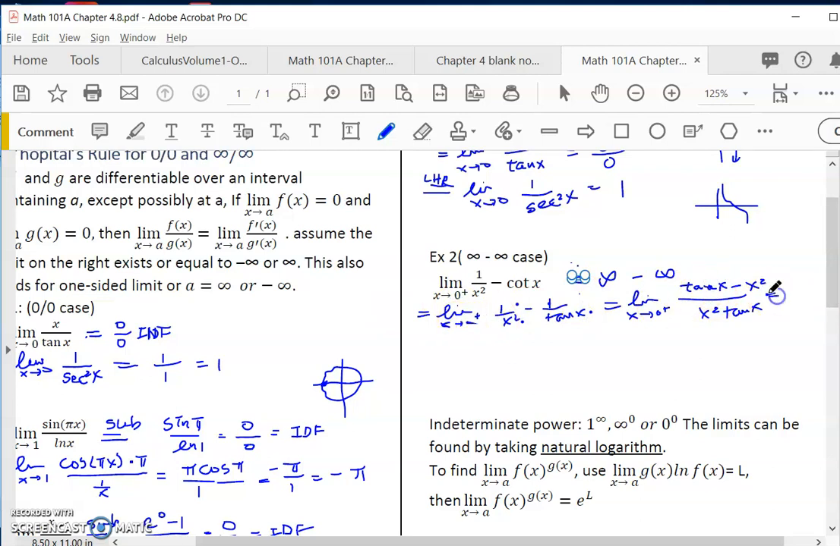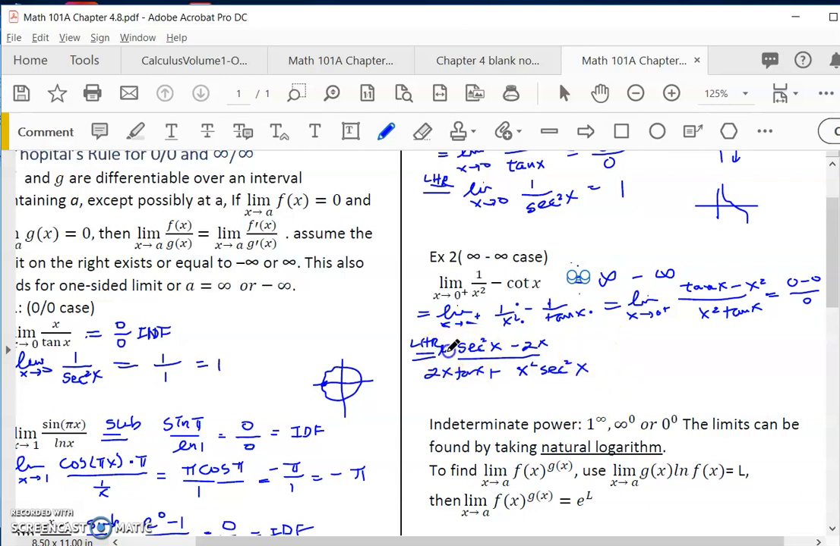Now when you do direct substitution, the top is 0 minus 0 and the bottom is 0. So it is an indeterminate form, and I can do L'Hopital's rule. But the terms are rather difficult. On the top, you would have secant squared x minus 2x. At the bottom is a product rule. So it'll be 2x tangent x plus x squared secant squared x.